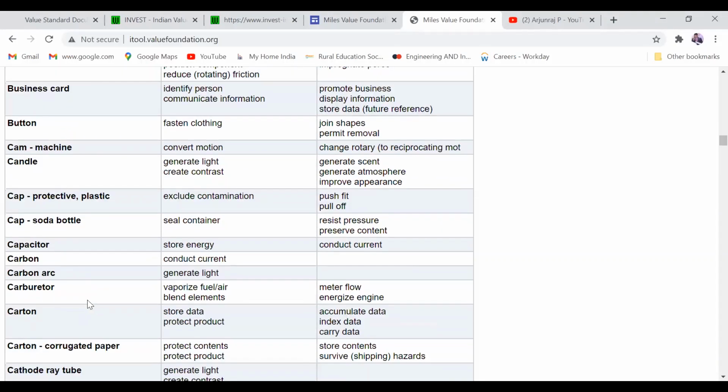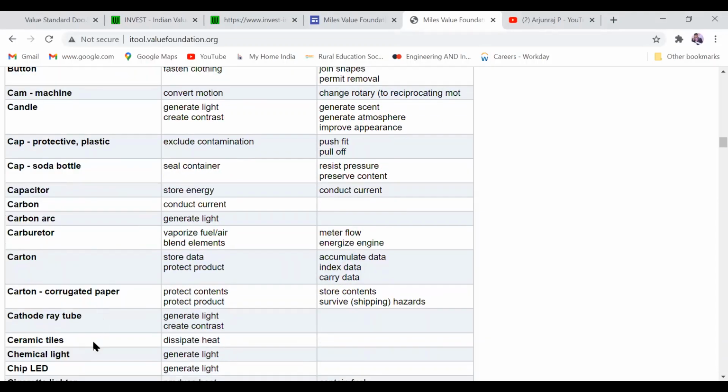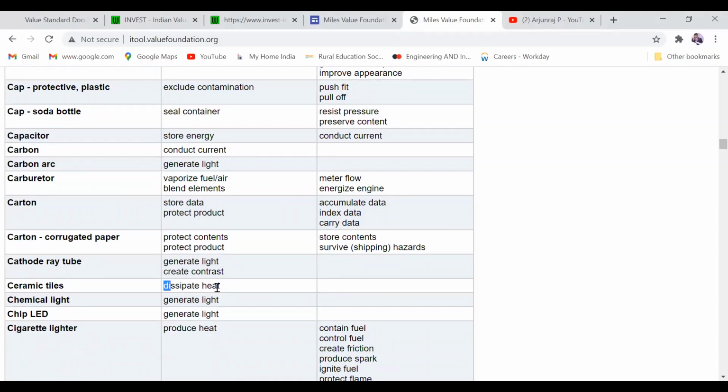It is a very vast area. You can look into the website. Ceramic tiles are used to dissipate heat.